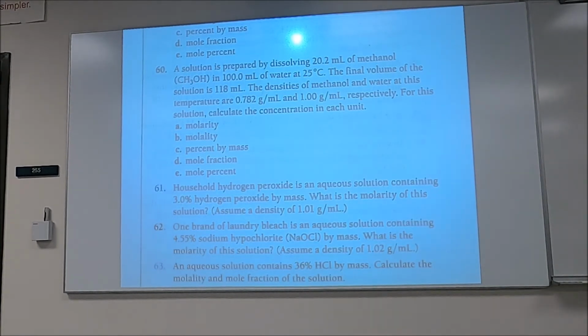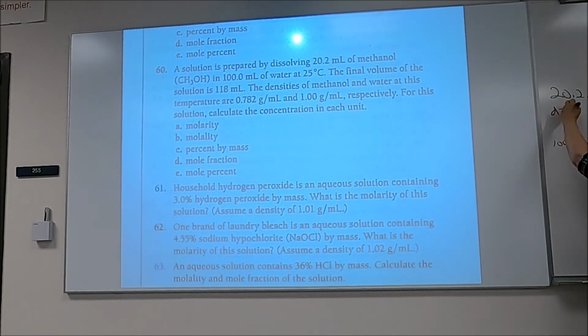So let me write down everything we've got while you're looking at this, and then we're going to work the problem. So we've got 20.2 milliliters of the methanol, CH3OH, and we've got 100 milliliters of water. Okay, for the methanol, density equals 0.782 grams per milliliter, and for the water, density equals 1.00 grams per milliliter.